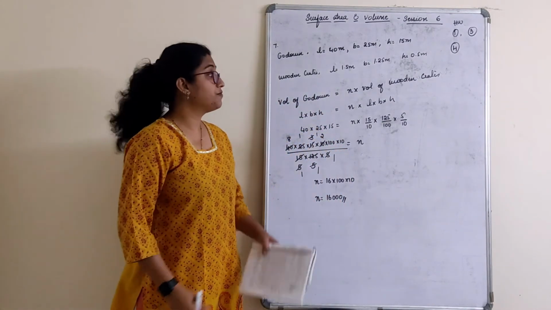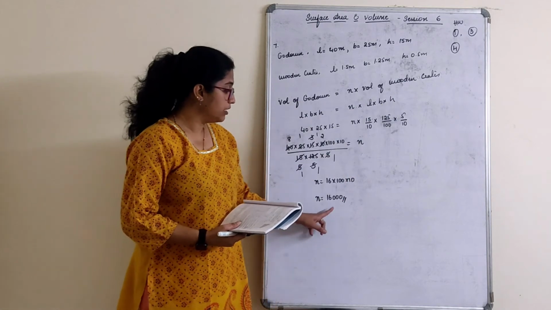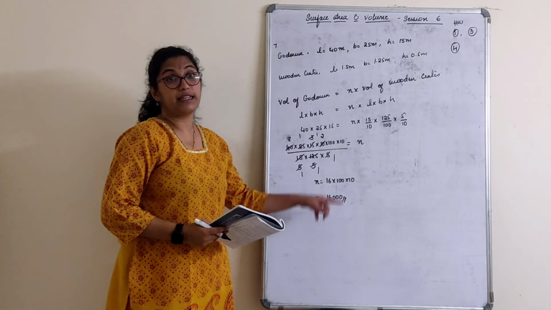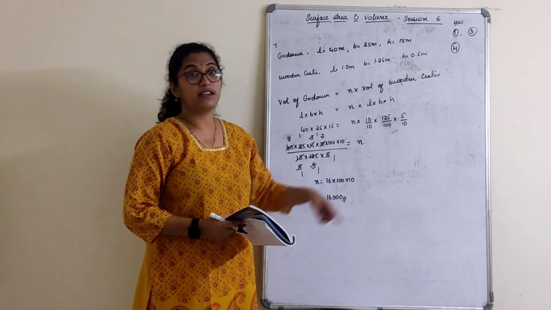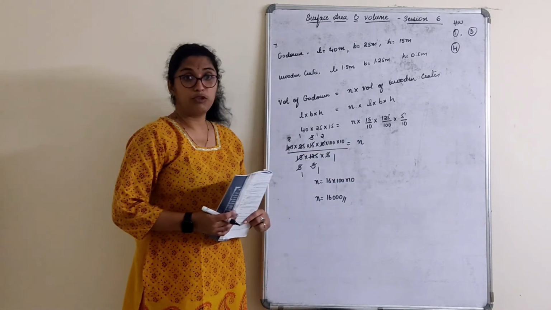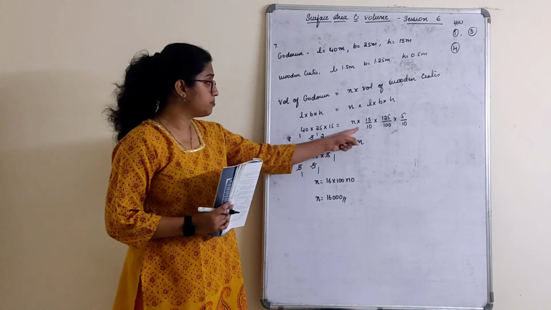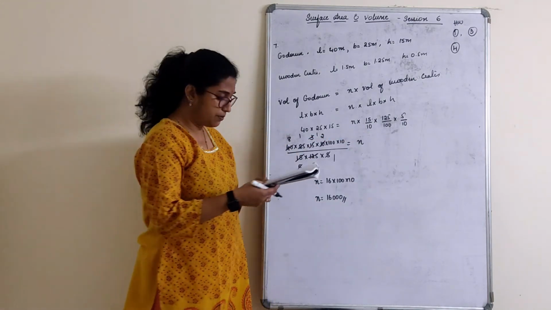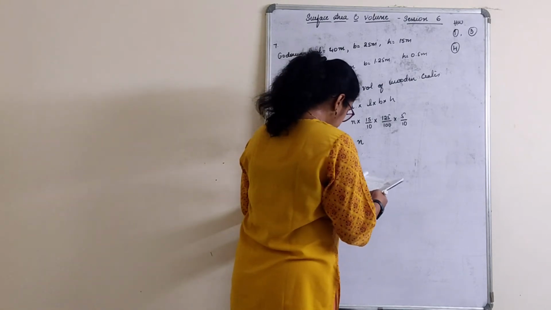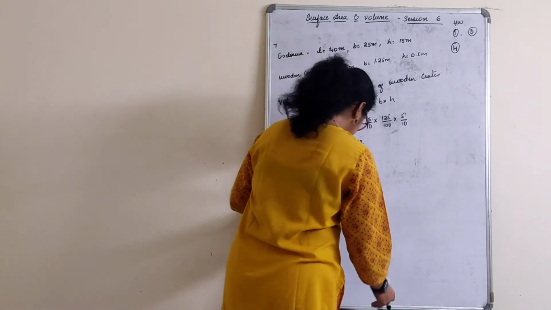How many crates of the volume of this can you fill? You can fill 16,000 crates in that godown, so that the godown will be filled with the wooden crates. This is how you can calculate. Your calculation becomes much simpler if you have it in terms of tens. Otherwise decimals will come, you can go ahead. It's up to you. Next one.